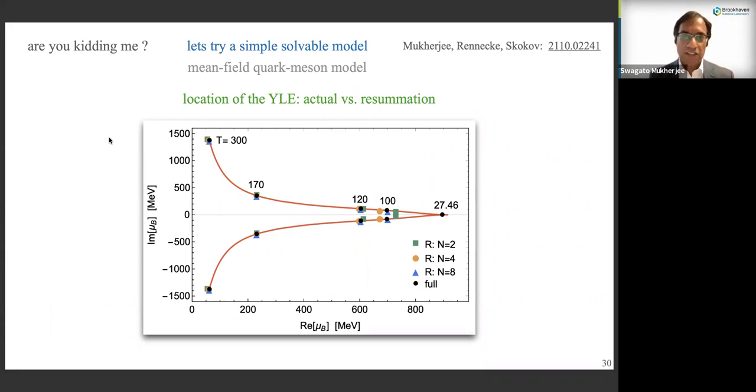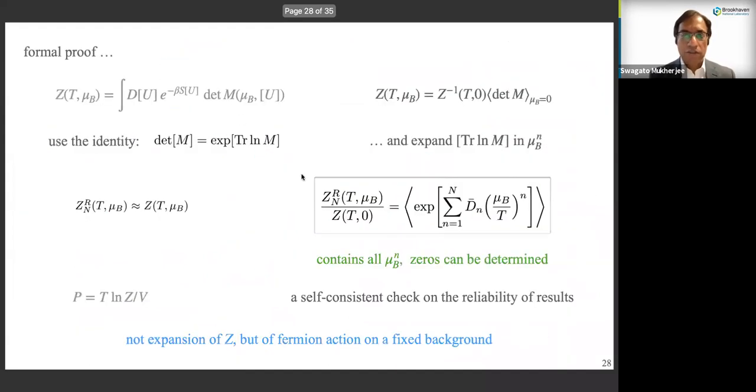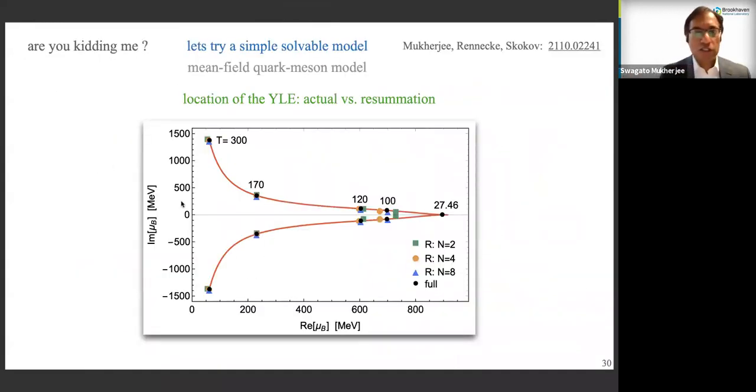So in this case, you can compute the Yang-Lee singularity either by using this resummed version or by using the exact version. The green, yellow, and blue points are the Yang-Lee singularities coming from the resummed partition function up to these orders in n, compared with the full result, which is again the black dots. This is real mu, imaginary mu, done for different temperatures. Even at lower order, the lowest order resummation almost exactly reproduces the singularity.